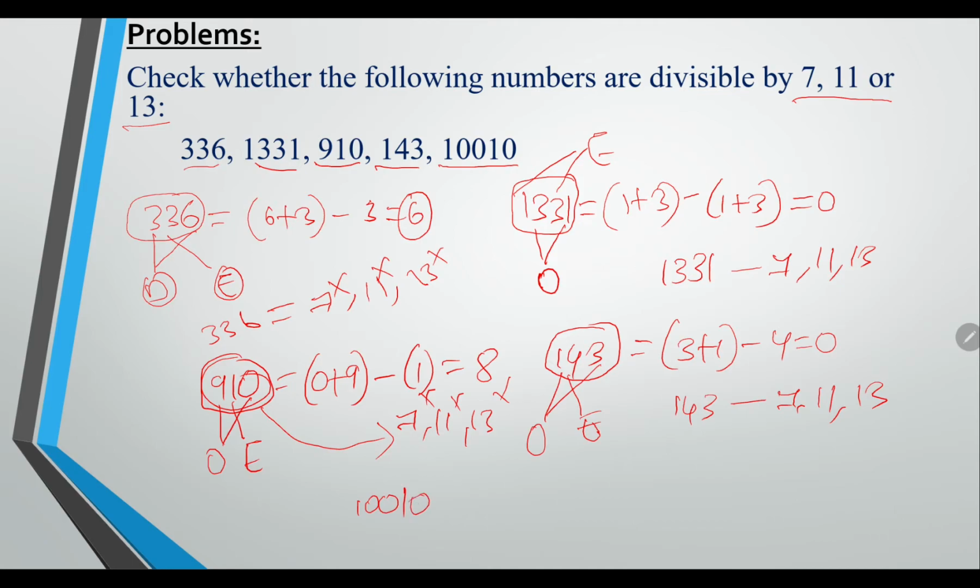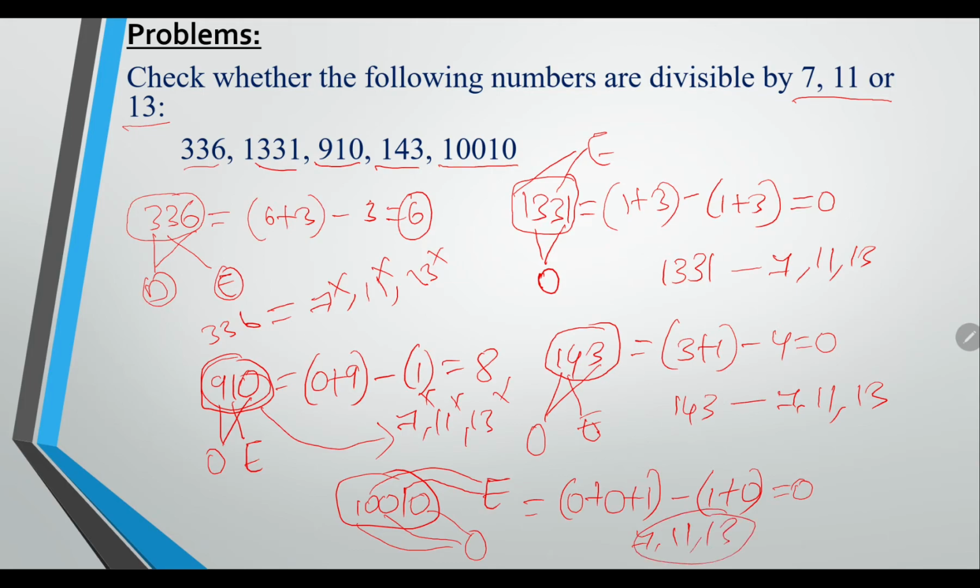While placing the digits, we get that 0, 0 and 1 are in the odd places, and 0, 1 are at even places. That is equal to 0 plus 1 minus 1 plus 0, which is equal to 0, and therefore we can say that 10,010 is always divisible by 7, 11 and 13.